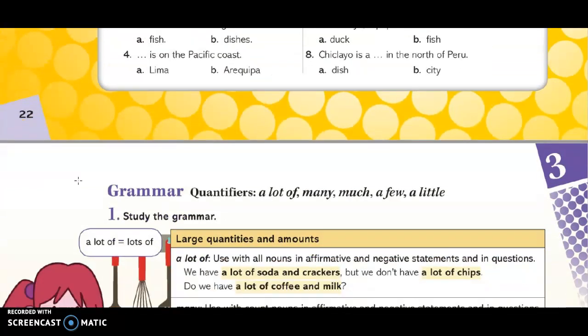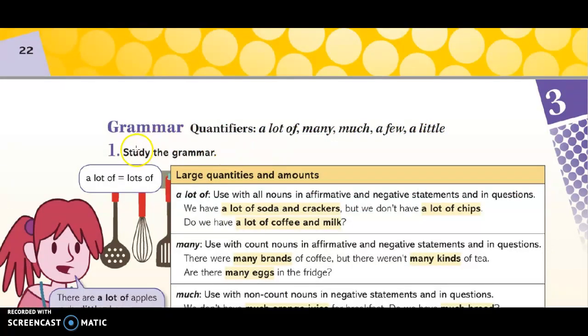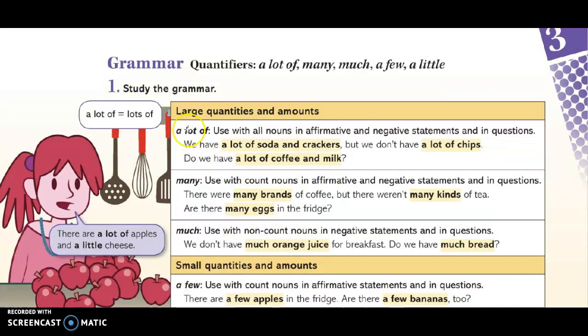Luego pasamos a grammar. Quantifiers: a lot of, many, much, a few, a little. Ya, vamos a aprender cuál es la diferencia entre cada uno de estos y cuándo se usan. Number 1, study the grammar. Large quantities and amounts. Ya, para grandes cantidades y montos, ocupamos estos quantifiers. A lot of, many y much.